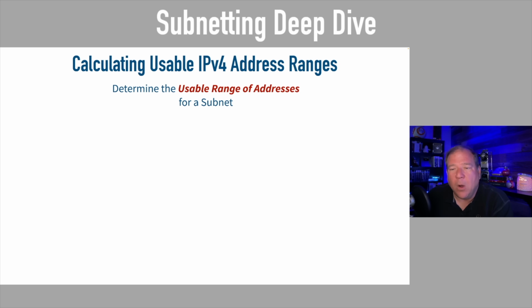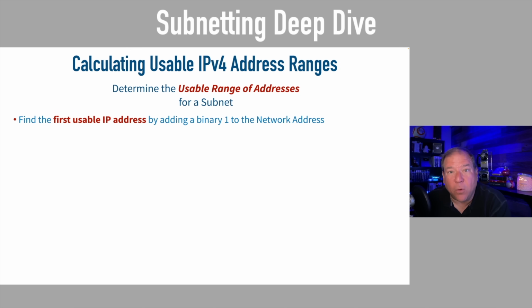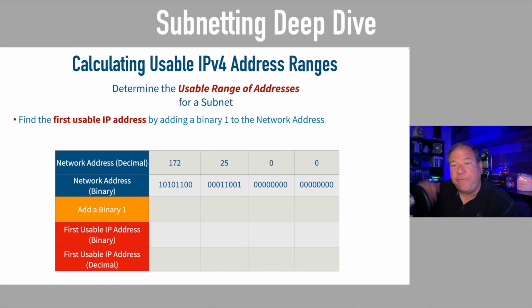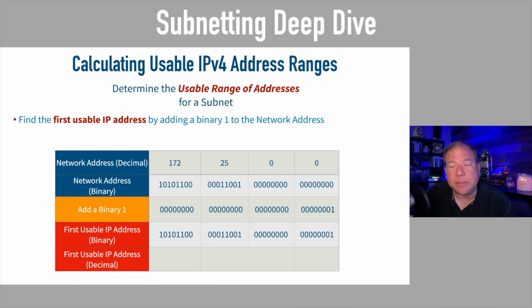Now, once we've figured out what the network address and the directed broadcast address are, what is the first assignable address? Technically, it's defined as: you add a binary 1 to the far, far right side of your network address. When you do that, in this case, it gives you 172.25.0.1. Here's what I would tell you, though.